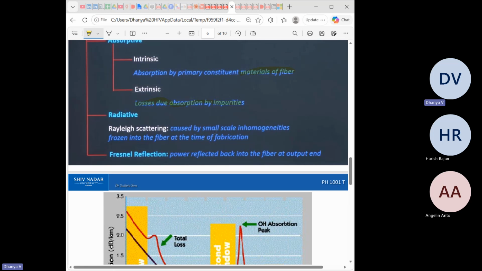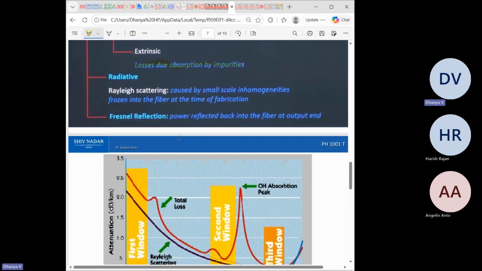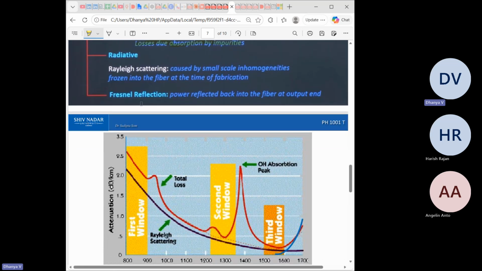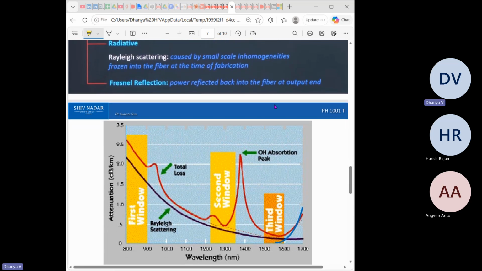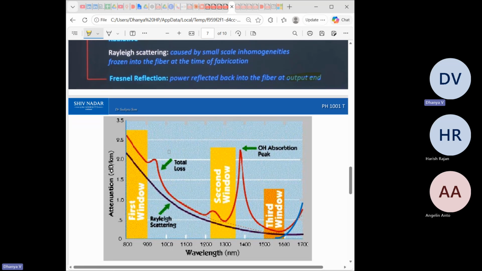And then you have your Rayleigh scattering, based on small inconsistencies. And then Fresnel reflection. There's this reflection that happens at the output end. So just remember that it's reflected back into the fiber at the output end.